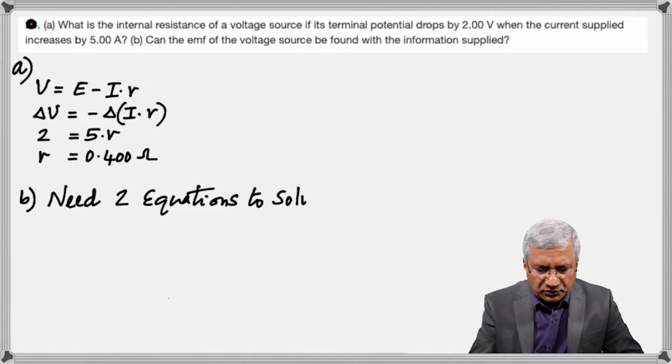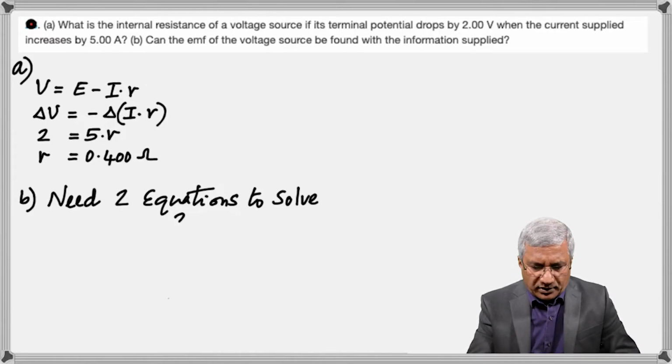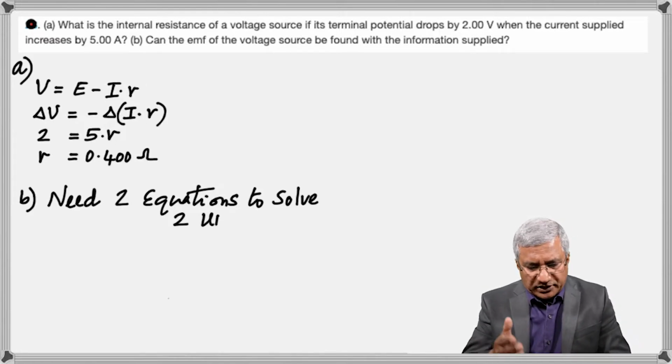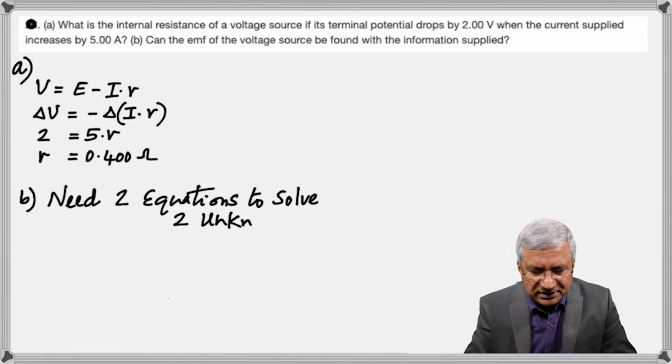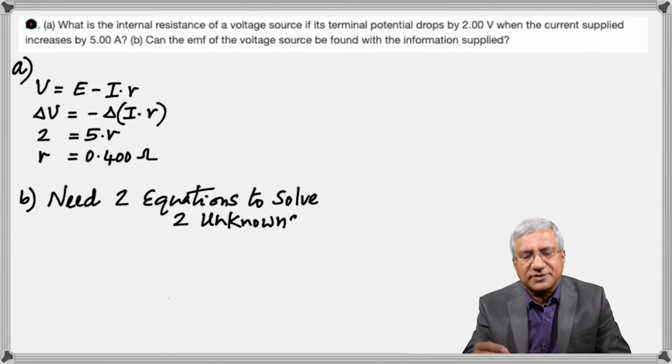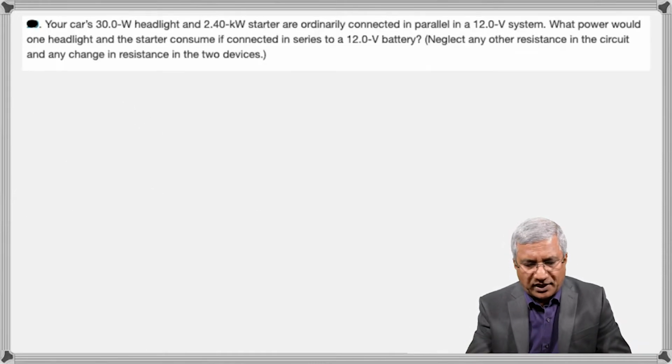Okay, now let's move on because, like I said, we need 2 equations to solve 2 unknown quantities. So that is why we cannot do this problem. Here is the third one.